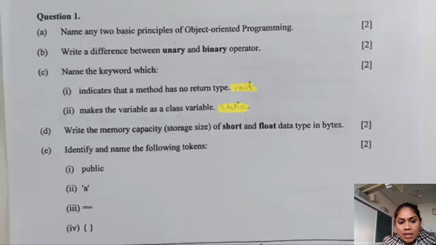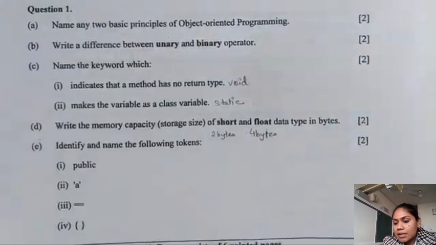Now question number D is, write the memory capacity or the storage size of the short and the float data type in bytes. Short has 2 bytes, and float has 4 bytes. 2 bytes is 16 bits, 4 bytes is 32 bits.